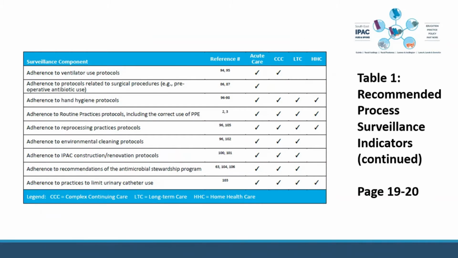These indicators are continued on the next page. And just some examples would be adherence to protocols for hand hygiene, routine practices, and correct use of PPE, environmental cleaning, and remembering that these are the processes for monitoring, so the things that are done to or for a resident.